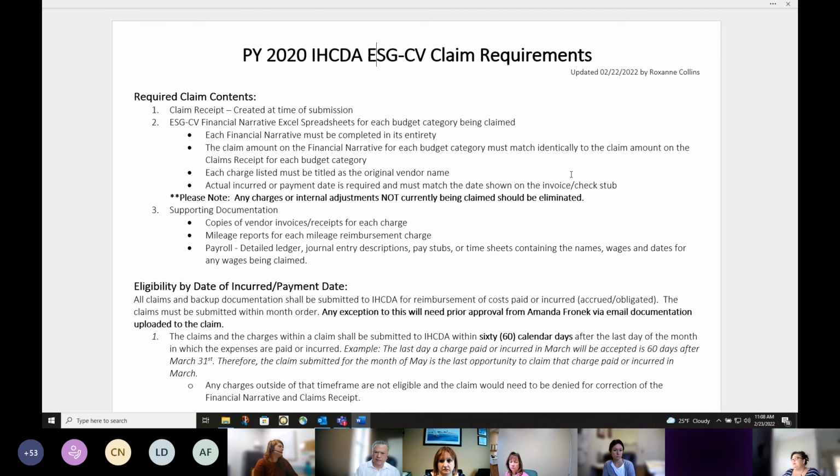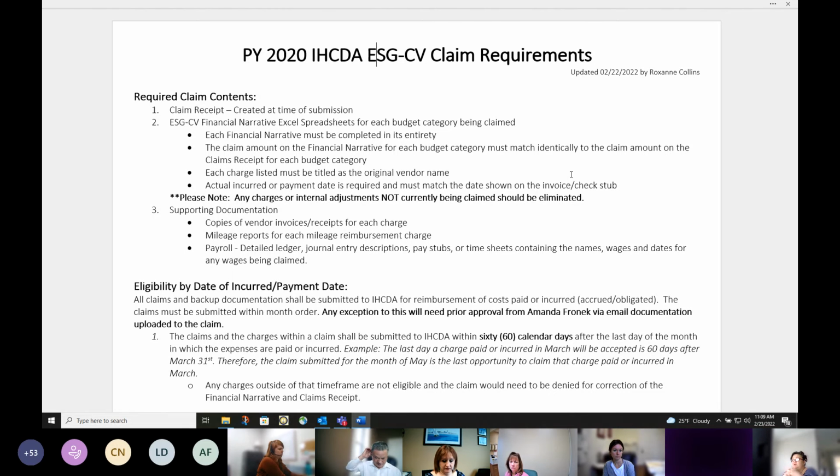So if you're claiming $1,000 under financial assistance, your claims receipt must say $1,000 under financial assistance. It can't be off by pennies. It can't be different. If you've totaled up your claim on a narrative that's different than what you're actually claiming, then it's wrong and it will be denied. It has to be denied so that you can correct it, either the claims receipt or you can correct the narrative. Each charge listed must be titled as the original vendor name.